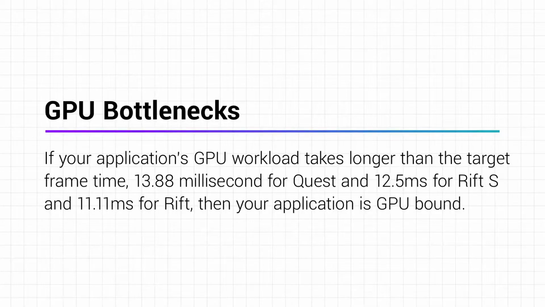Next, we need to look out for GPU bottlenecks. If your application's GPU workload takes longer than the target frame time, which is 13.88 milliseconds for Quest, 12.5 milliseconds for Rift S, and 11.11 milliseconds for the Rift, then your application is GPU bound.